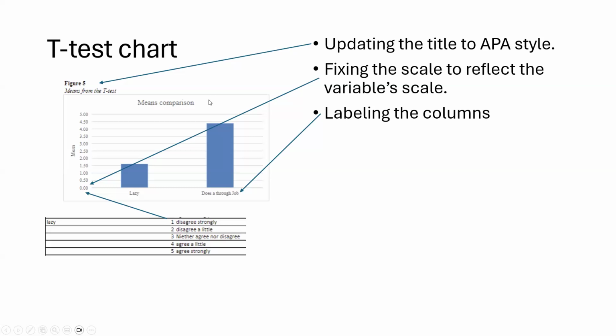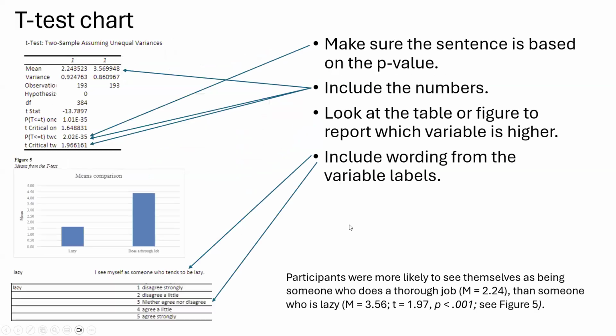And you can use other titles, comparison of the means between laziness and does a thorough job. You know, there's lots of ways to do this, but make sure this one, of course, is not perfect. This one is a mistake one. So I'm showing you some of the issues that need to be changed.